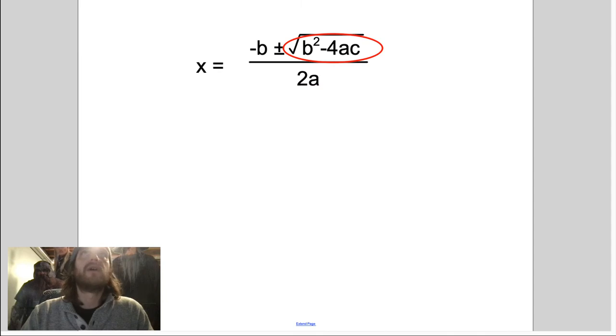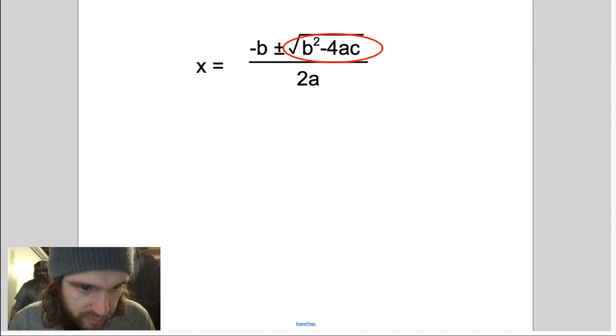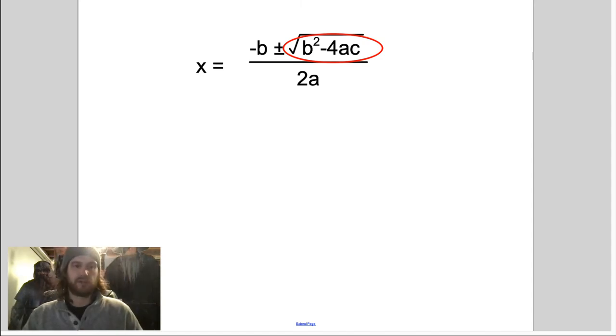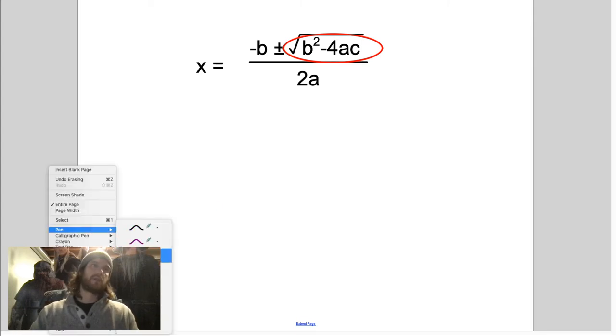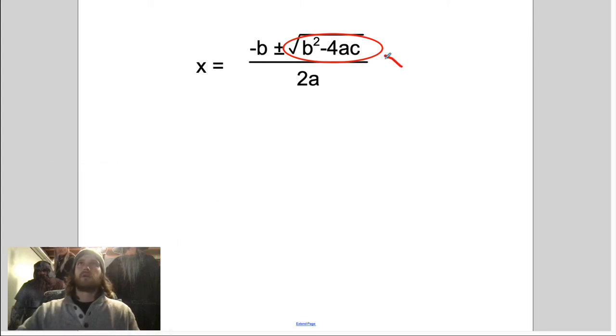We're going to skip that one. Let's take a look. This thing underneath the root can cause some issues. It's got a name. This thing is called the discriminant, okay? And we're just going to call it D for the sake of this page, okay? The discriminant, that is b squared minus 4ac.